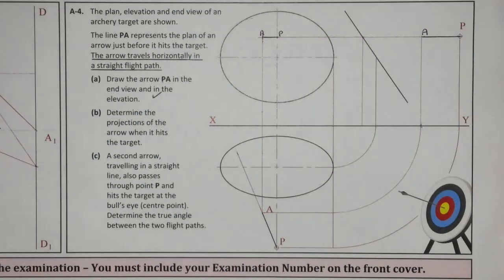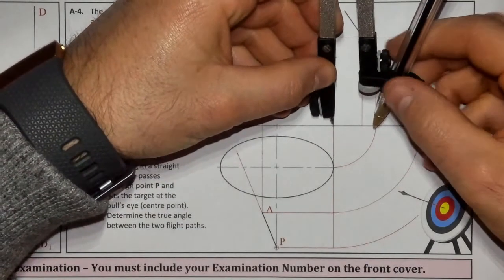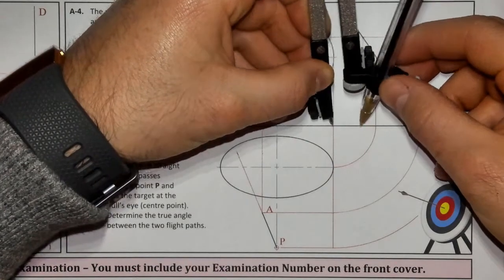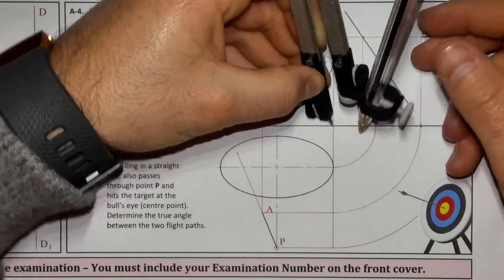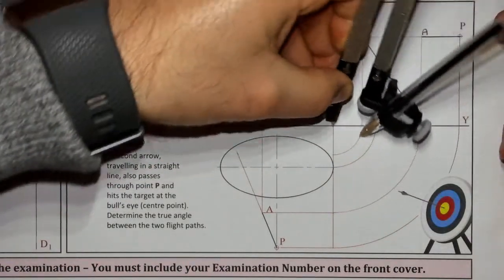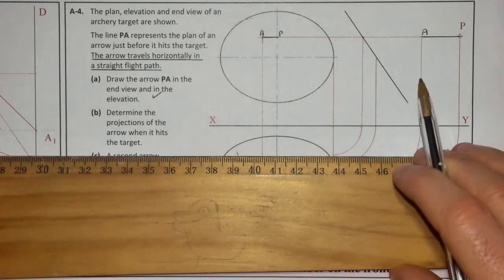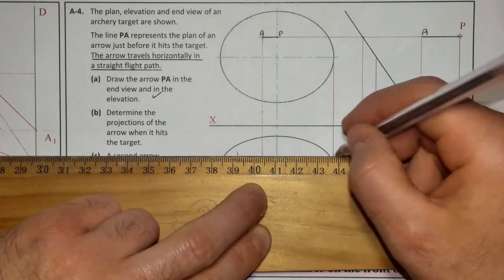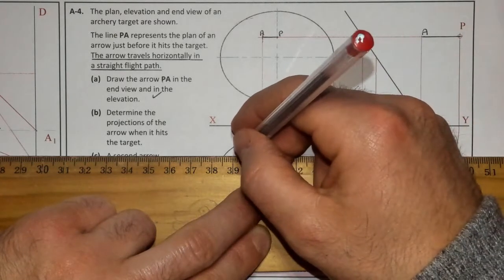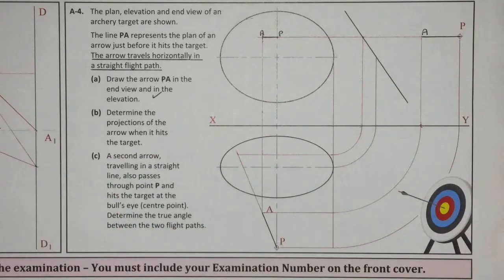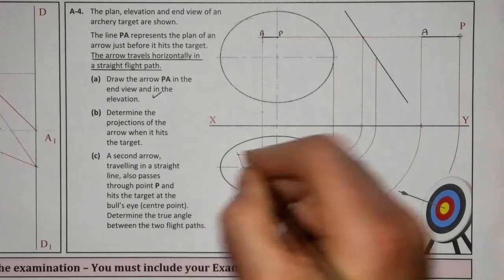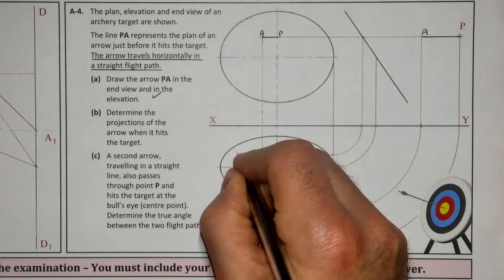Once again, keep taking this out, travel that around. So I found it here. I want to find the exact position of it. That is the exact point of where it enters my target, right there.